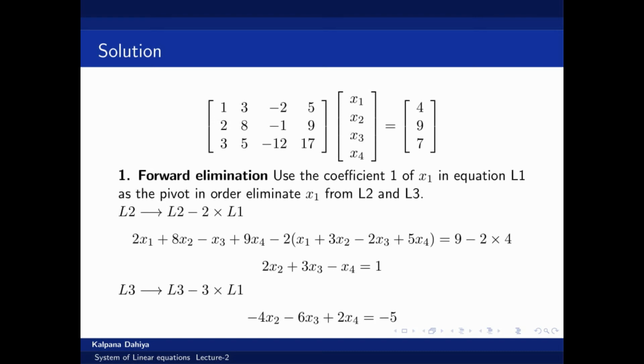You can see the calculation here. After applying this operation, the second equation reduces to 2x2 plus 3x3 minus x4 equal to 1. Now we reduce the third equation, that is L3, and for this we apply the operation L3 minus 3 times the first equation L1. After this operation, the third equation reduces to minus 4x2 minus 6x3 plus 2x4 equal to minus 5.